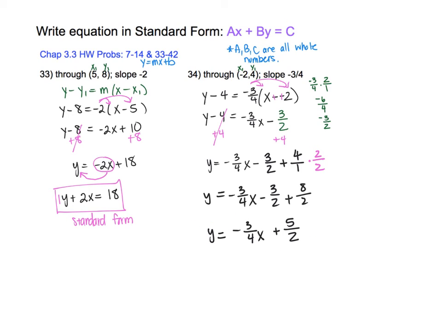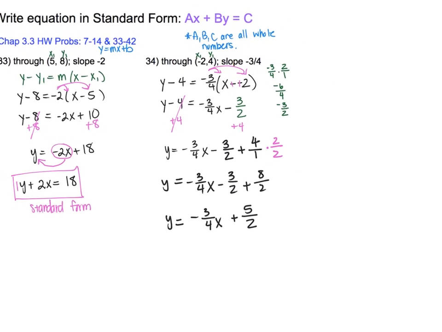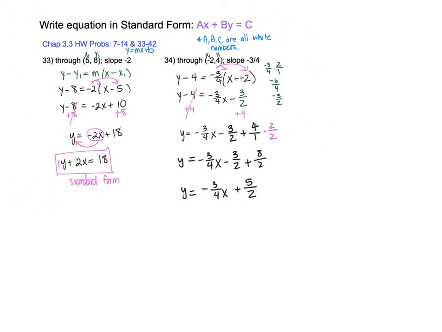Before I worry about the fractions, let me try to scoot the x over to the other side so I can get all the x's and y's onto one side. So I'm going to do that first. Can I squeeze this? Yep. So I'm going to add 3 over 4x to both sides. So that cancels. And so now you have y plus 3 over 4x equals 5 over 2.